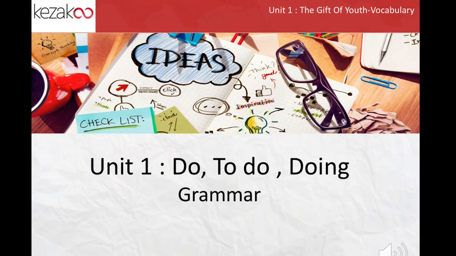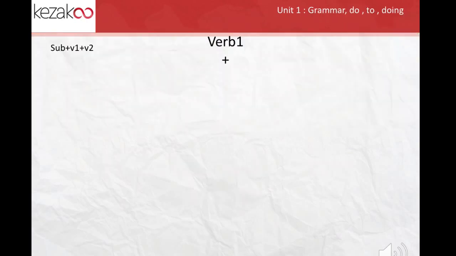So the lesson of the day will be about grammar, and we will be talking about the difference between do, to do, and doing. So let's start. There are some specific sentences where we have a subject plus a verb and then another verb. So the subject of this lesson is to talk about those specific verbs and how to use them.